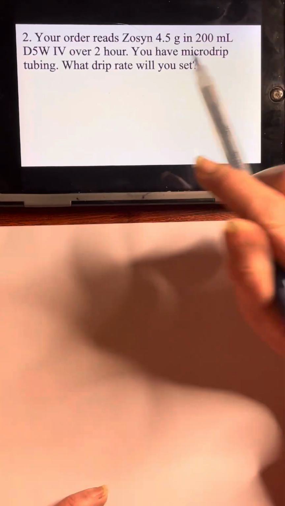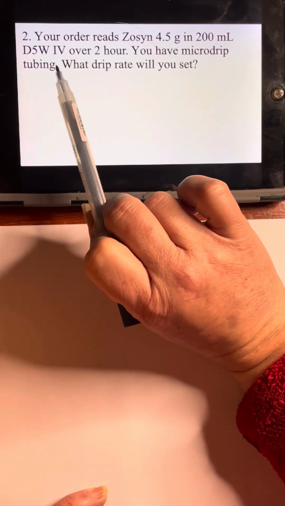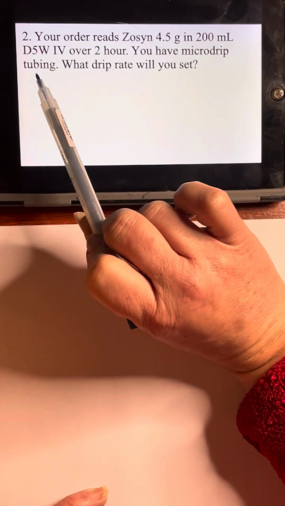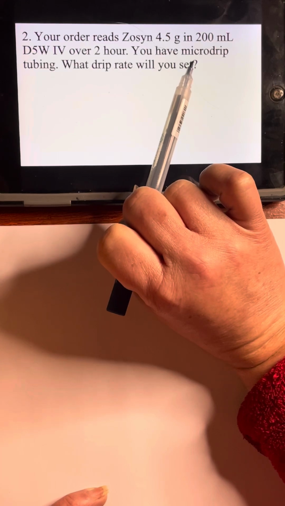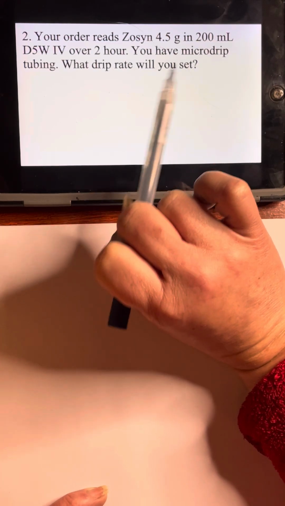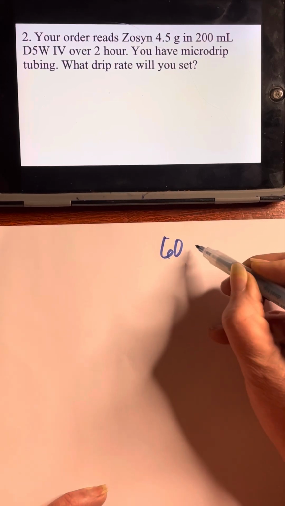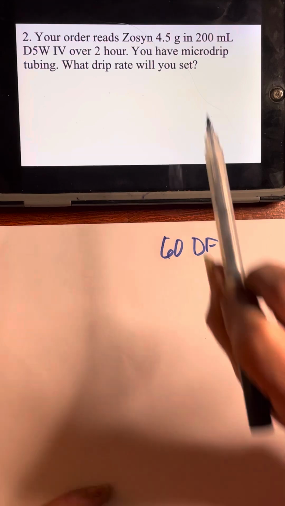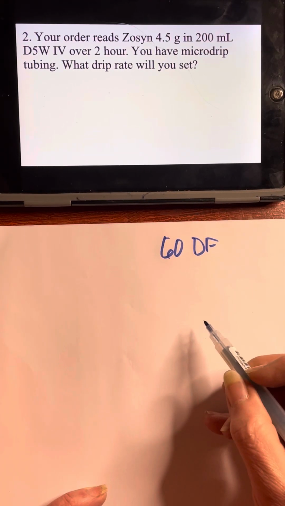Okay, so your order reads Zosyn, 4.5 grams and 200 milliliters D5W over 2 hours. You've got micro drip tubing. What drip rate will you set? If you see micro drip, you have to know that that is a 60 drop factor. They may put 60 drop factor, they may put the word. You've got to know the number is 60, okay?